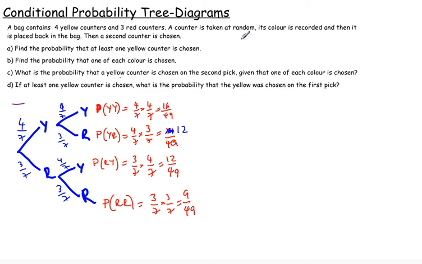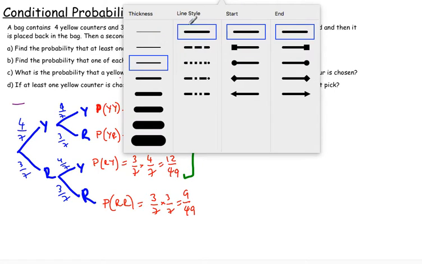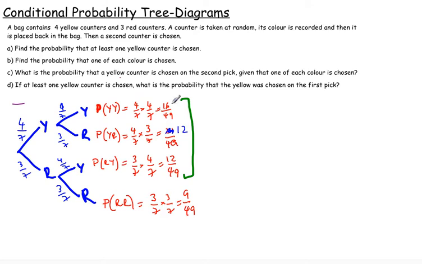The first one says, find the probability that at least one yellow counter is chosen. So all of these have at least one yellow counter being chosen. And if we add those together, this probability plus this plus this, we get 40 out of 49. We could also find that by doing 1 minus the probability of no yellow counters. So 1 minus 9 over 49 would also give us 40 over 49.